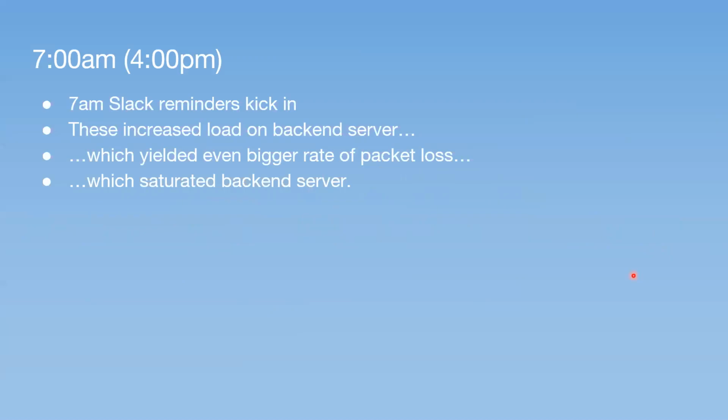Okay, so at 7 a.m. Now, what usually happens at 7 a.m.? Well, in this case, all the 7 a.m. Slack reminders around the world kicked in. Obviously, whenever people create reminders, it's always on the hour, unless someone is quite smart and decides to reduce the load. But usually people do 7 a.m., on the hour reminders.